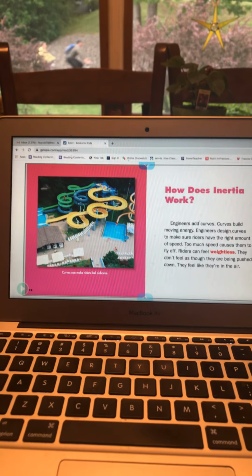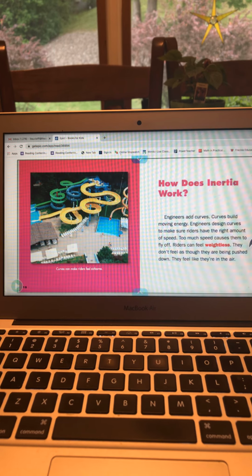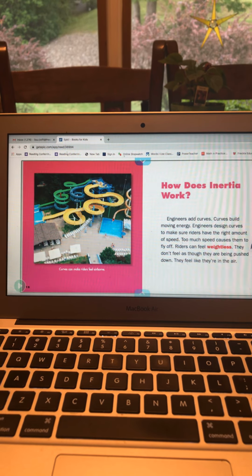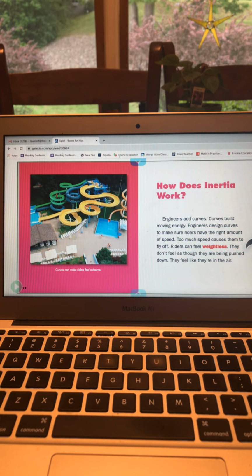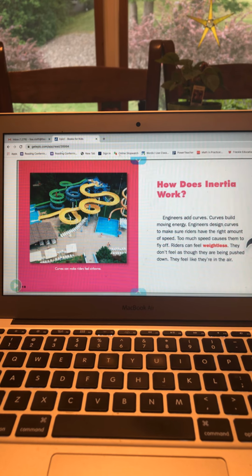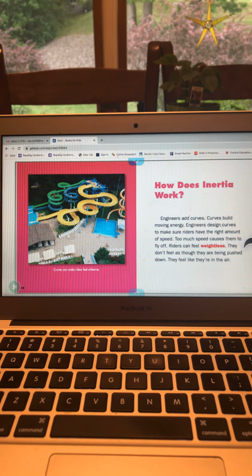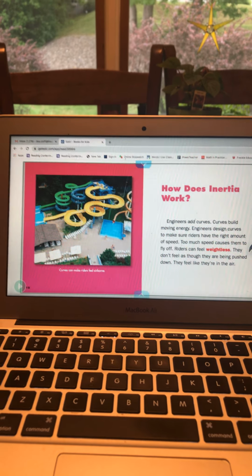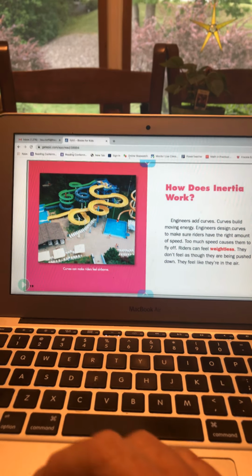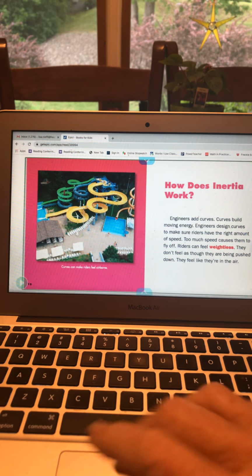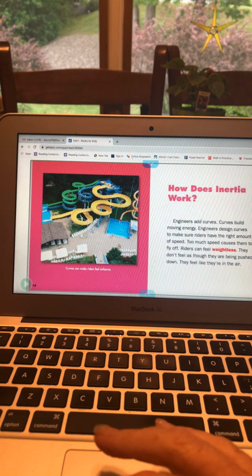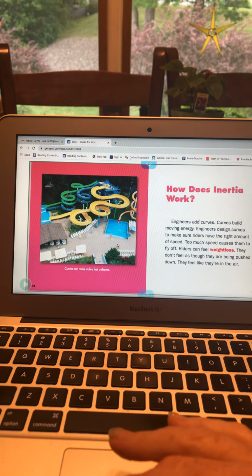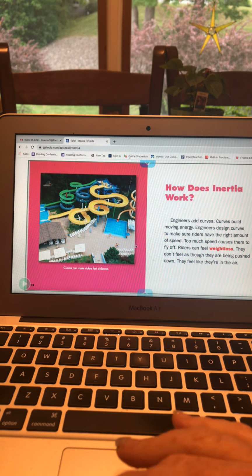How does inertia work? Engineers and curves. Curves build moving energy. Engineers design the curves to make sure that the riders have the right amount of speed. Too much speed causes them to fly off. Riders will feel weightless. They don't feel as though they're being pushed down. They feel like they're in the air. So look at these. This one looks cool, the blue one. And then the yellow one, they kind of dip, and then the green one. Whew.